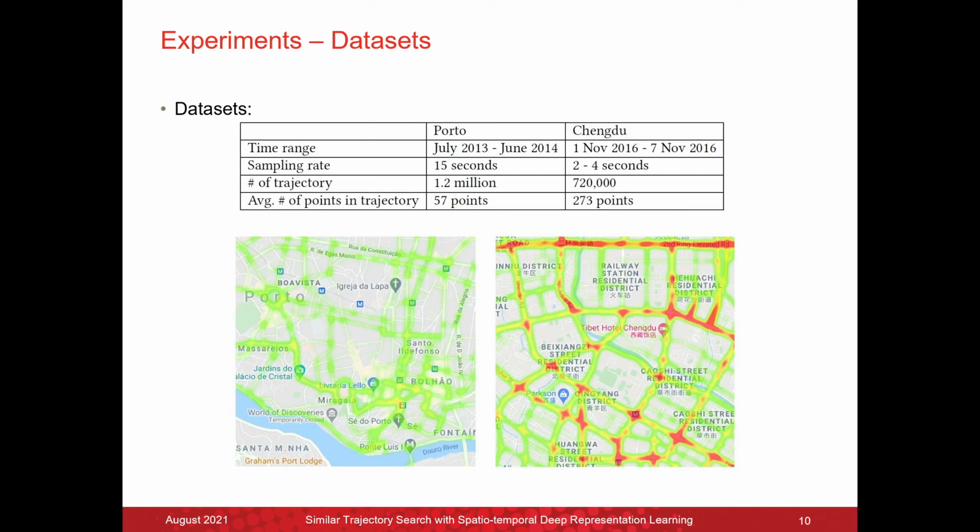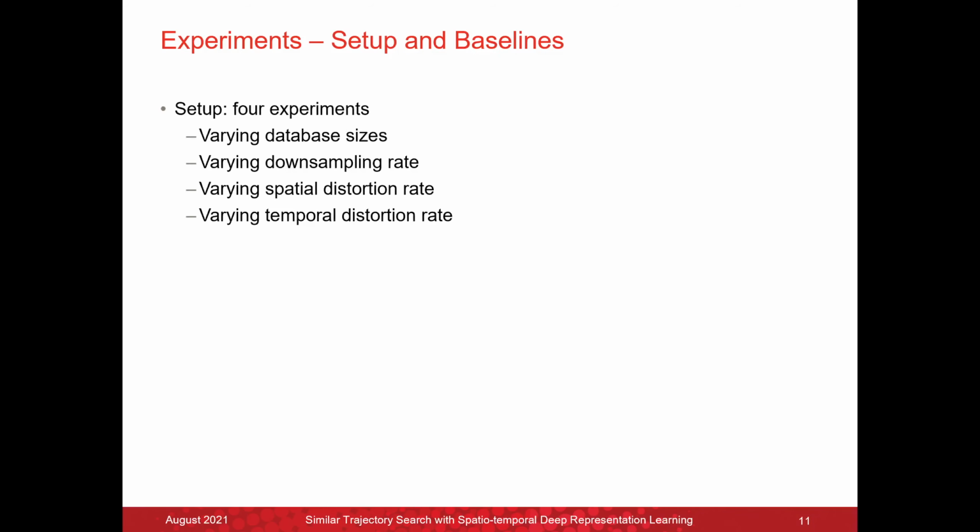We provide the heat maps of both datasets to show their spatial distribution. We performed 4 sets of experiments to test the robustness of our method. In the first experiment, we varied the database size to assess our method's overall performance. In the second experiment, we varied the downsampling rate to assess our method's robustness to the non-uniform sampling rate problem. For the third experiment, we varied the spatial distortion rate to assess our method's robustness to GPS errors. And for the fourth experiment, we varied the temporal distortion rate to assess our method's capability to discern temporal differences between trajectories.